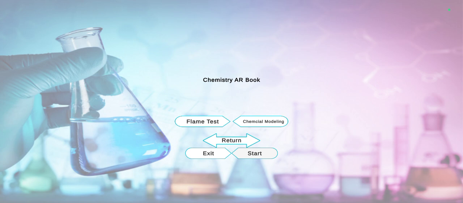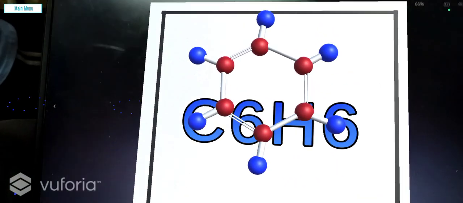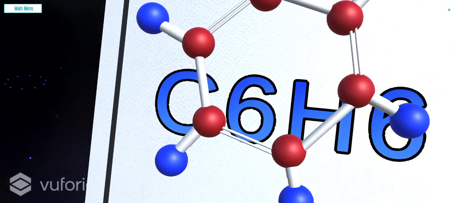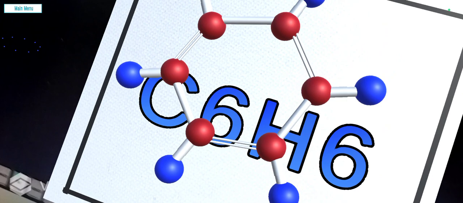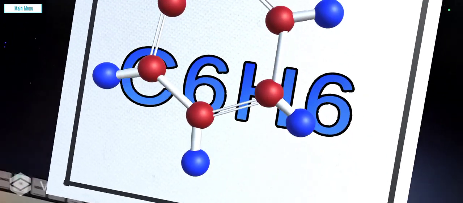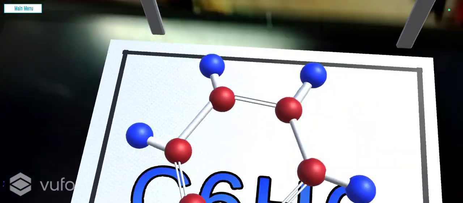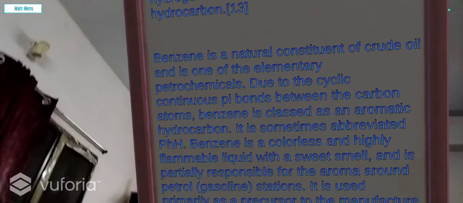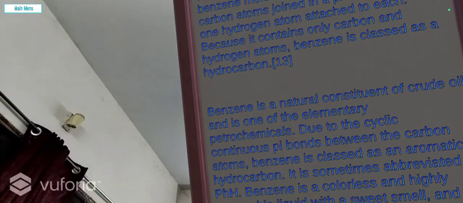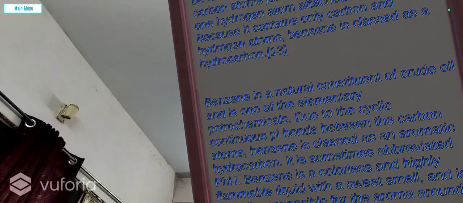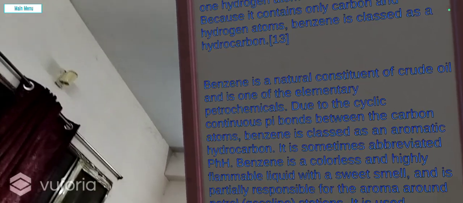Now we move on to the second molecule, benzene, C6H6. Also you can see here double bonds. See these double lines imply that carbon is having a double bond, and hydrogens are represented by blue circles. Carbon is represented by red circles. Also we have a small description about benzene. Benzene is a natural constituent of crude oil and is one of the elementary petrochemical elements, something like this.